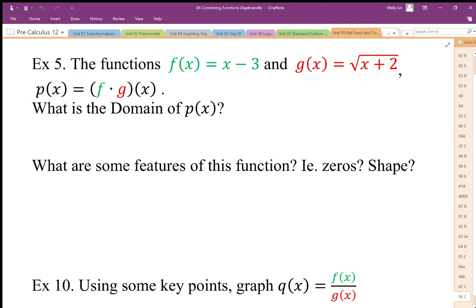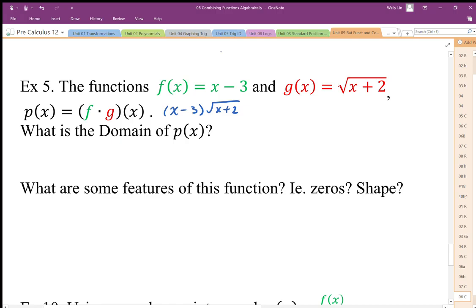We're going to combine the functions. The linear function f of x is x minus 3, and the square root function is the square root of x plus 2. We're going to multiply them together. And so when we put them together, we get a function that looks like this: x minus 3 times the square root of x plus 2.